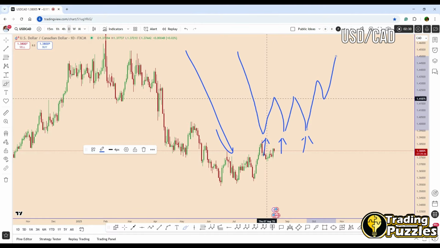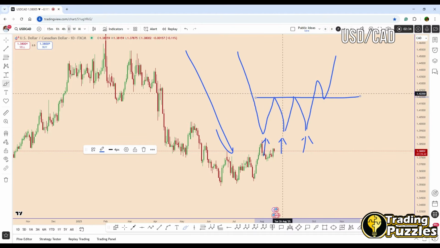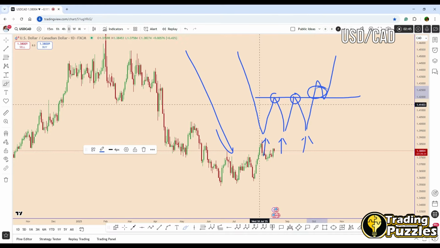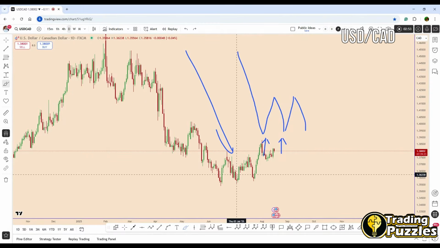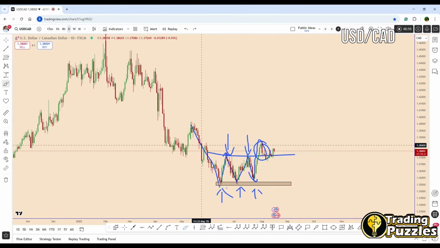This resistance zone. What is very important is that the connection of these two tops creates the resistance zone for the pattern, which is also called the neckline of the pattern. It's very important that the price has to break through this area to confirm the triple bottom pattern before it moves higher. This is the current situation where we are right now. The pattern that we have is this here.